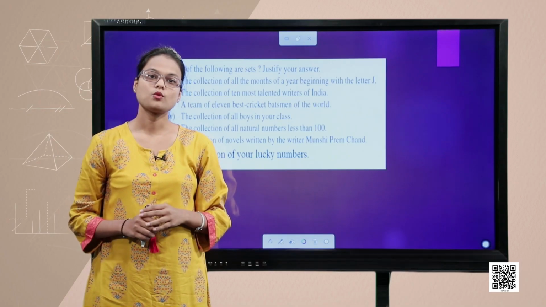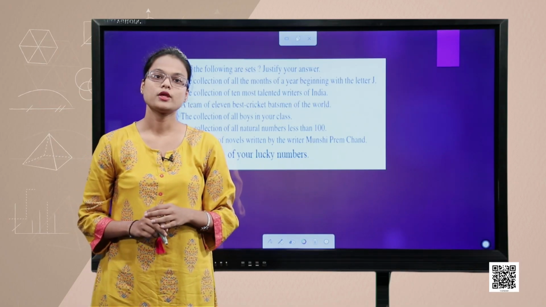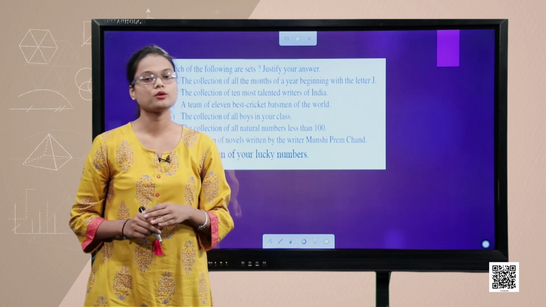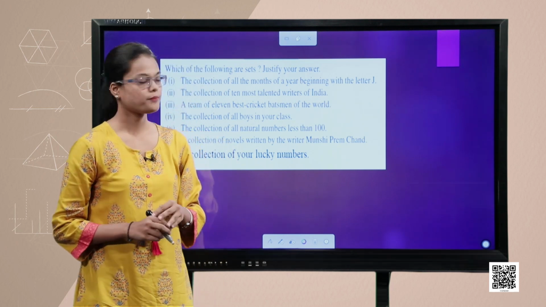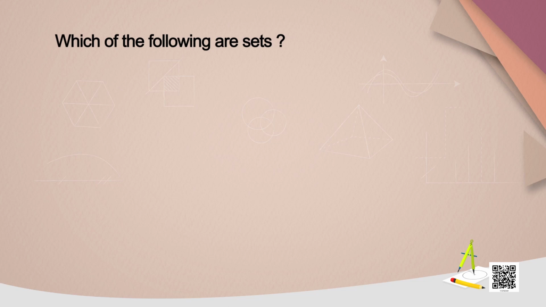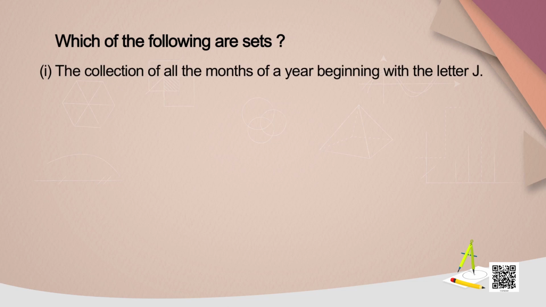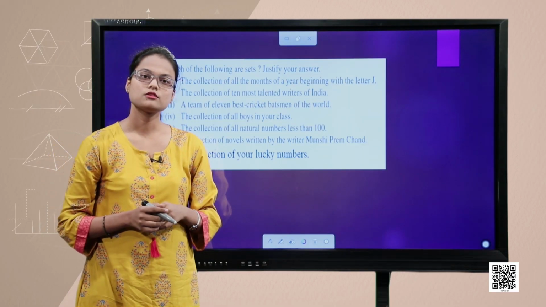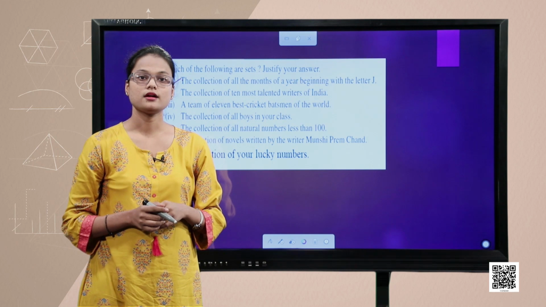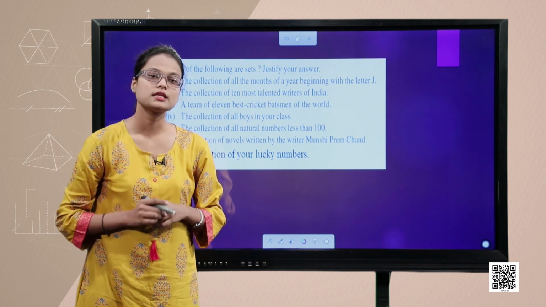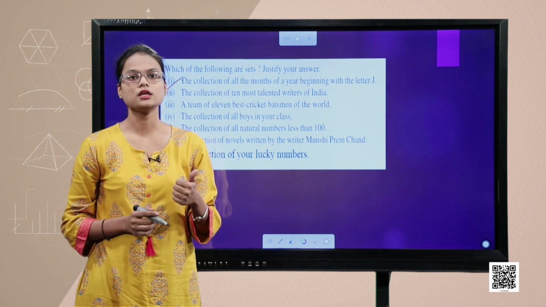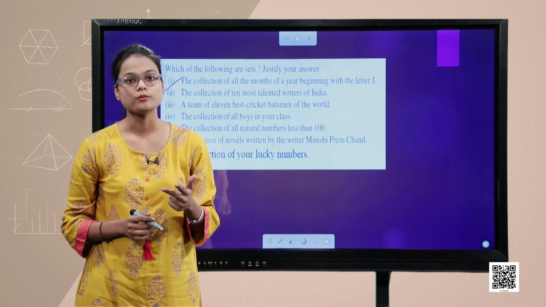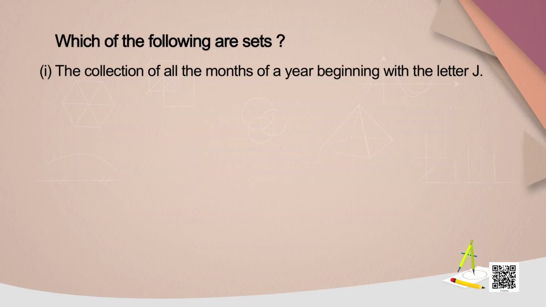So, let us see one question in which we have to state whether the following are sets or not. See this first one: the collection of all months of the year beginning with the letter J. How many months are there in a year? 12. And among them, how many start with the letter J? They are January, July and June. So, yes, it is a set.